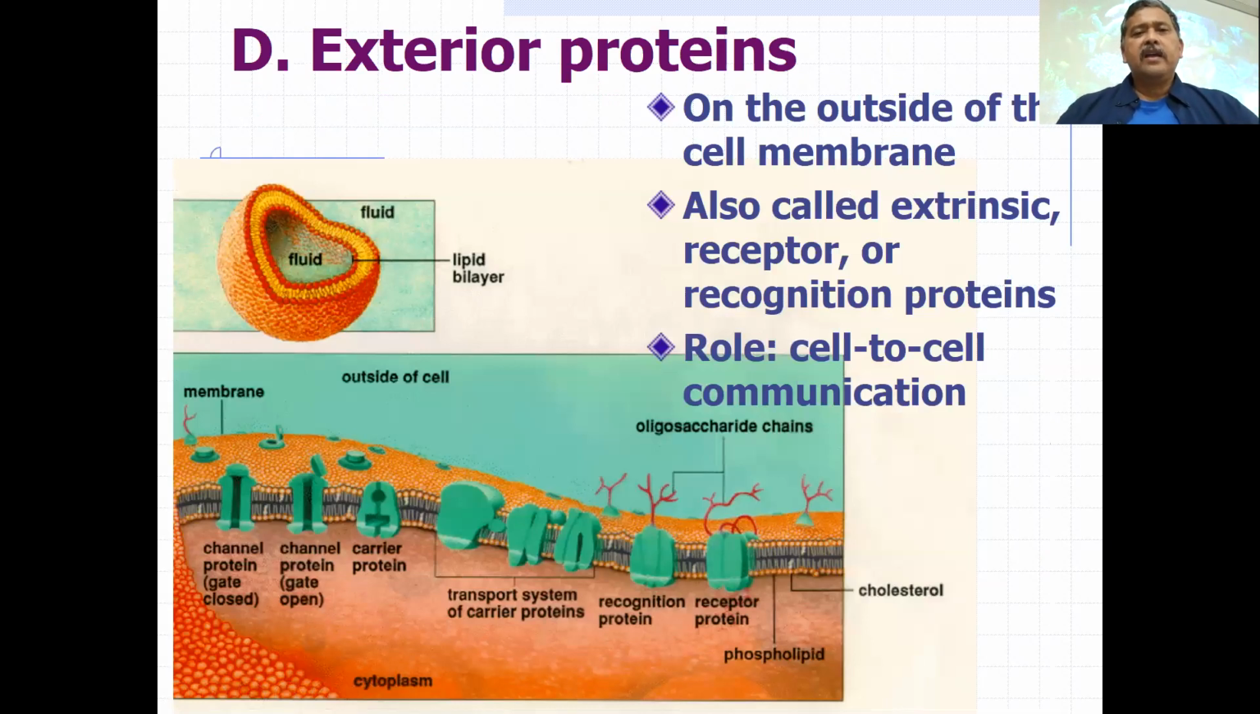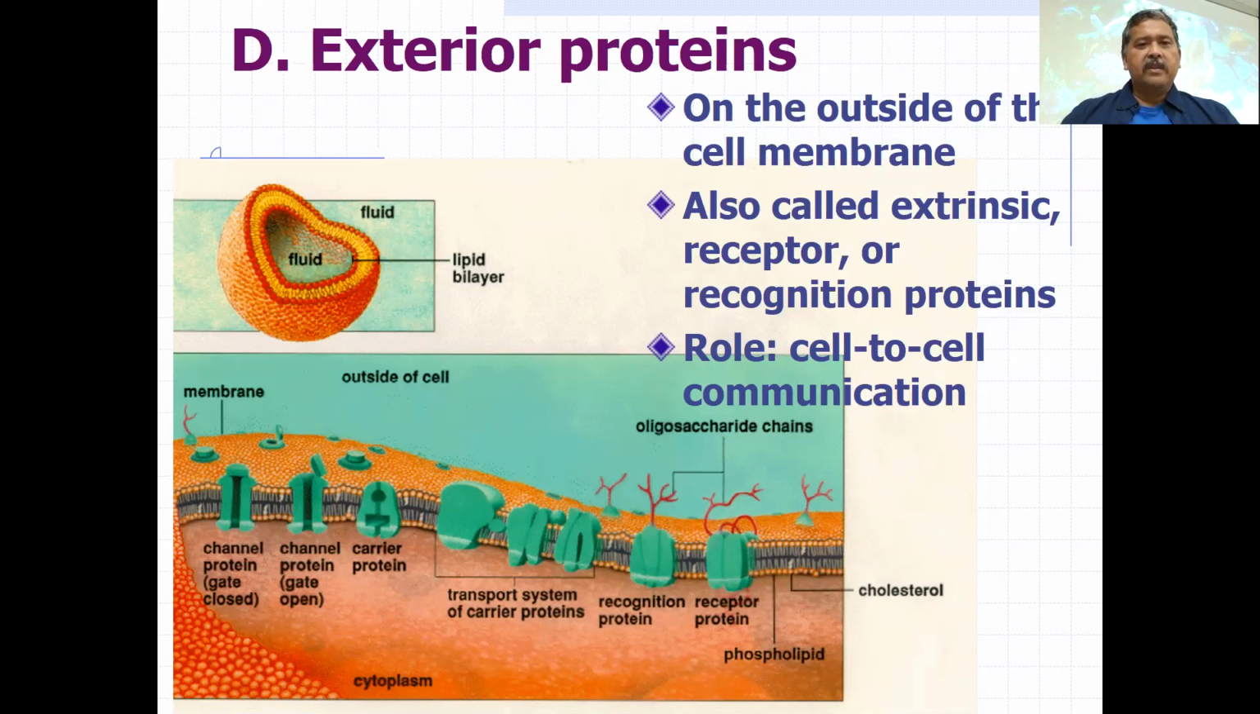If you have a protein that's visible from the outside, those are called exterior proteins. And they're also called extrinsic receptor recognition proteins. However, exterior proteins, their main job, their role is cell-to-cell communication. When two cells get close together, they can talk to each other with the exterior proteins. And normal cells will stop growing when they're touching another cell. Now, cancer cells will continue to grow.